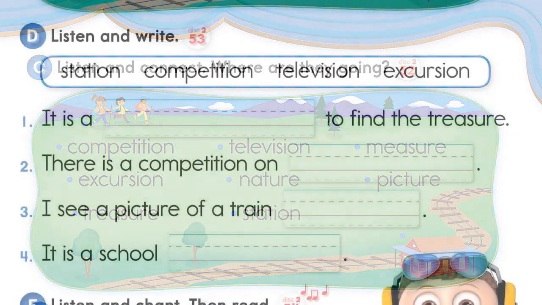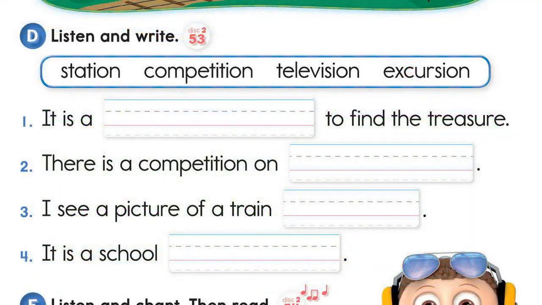Page 75. D. Listen and write. 1. It is a competition to find the treasure. 2. There is a competition on television. 3. I see a picture of a train station. 4. It is a school excursion.